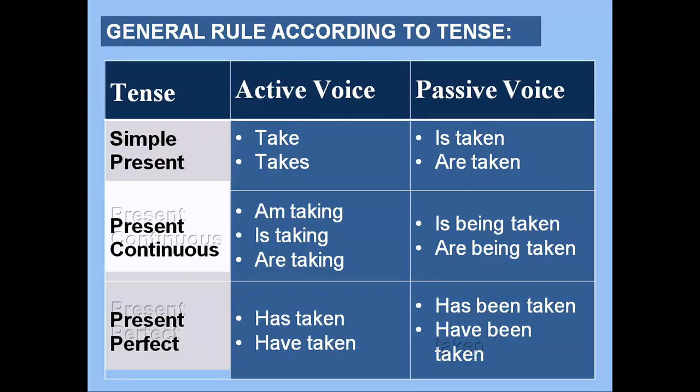When in active voice it is a simple present tense sentence, and suppose the verb is take or takes, then in passive voice it is changed into is taken if singular, and if it is plural you will write are taken. When it is present continuous tense, am taking, is taking, are taking, how will you identify it? By these words, am, is, are, just now I have told you. In passive voice, it changes into is being taken if singular, and are being taken if plural.